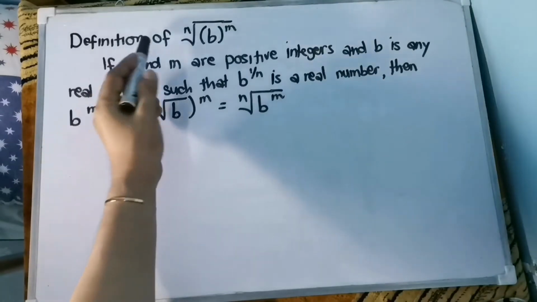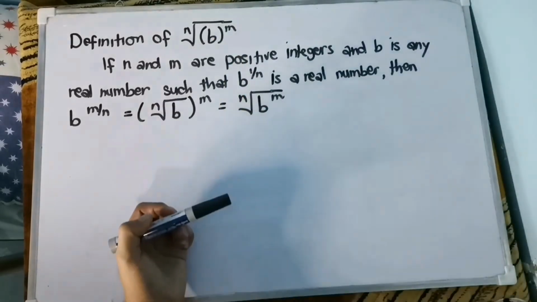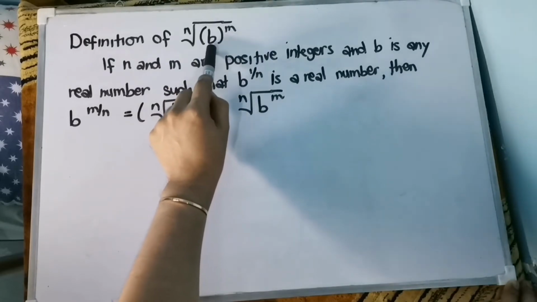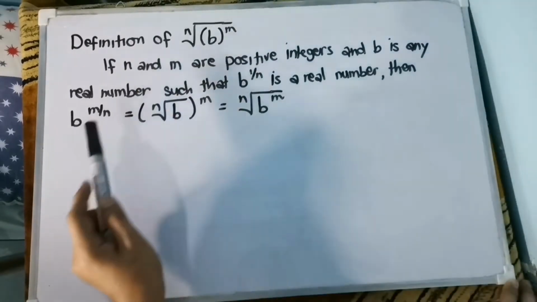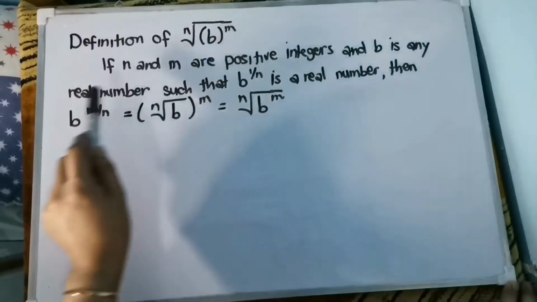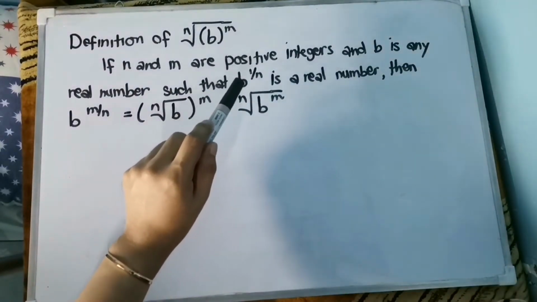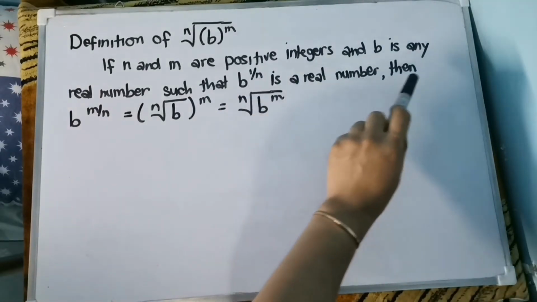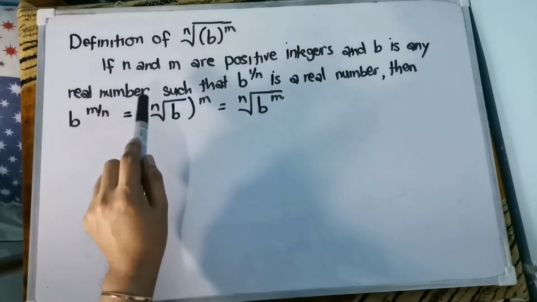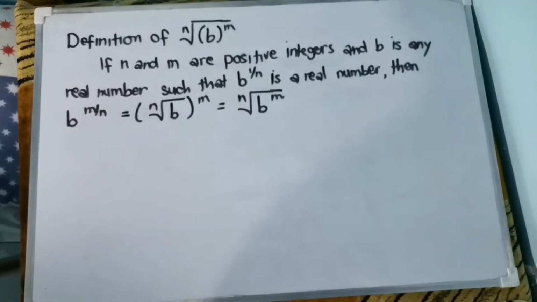So let's have the definition of n root of b, the quantity b raised to m. Wherein, ito naman ay mayroong parenthesis, and then yung ating radicand is raised to an exponent, which is m. So it says here that if n and m are positive integers, and b is any real number such that b raised to 1 over n is a real number, then b raised to m over n equals the quantity n root of b raised to m, which equals n root of b raised to m.